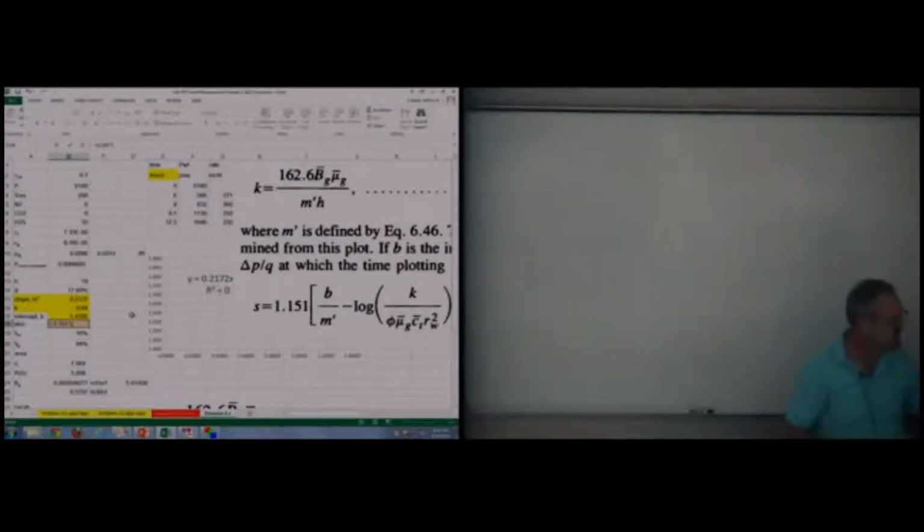Okay. B is our intercept. I even marked it B, divided by M prime. I even marked it M prime. Okay. Minus the log of perm. We've got to calculate perm from the slope before we can do this. Divided by, and then I'm going to open another paren for everything in the denominator: porosity times gas viscosity that was given, times CT that was given, times RW squared, the wellbore radius.